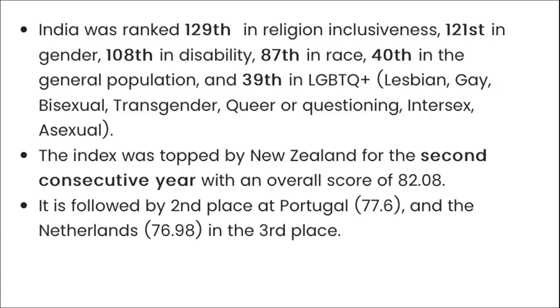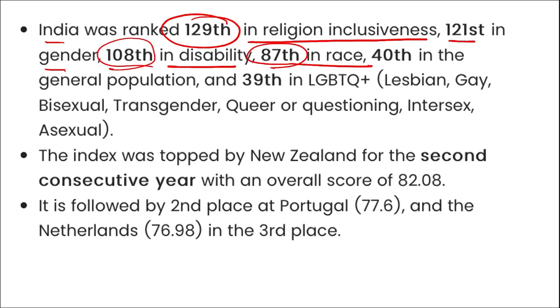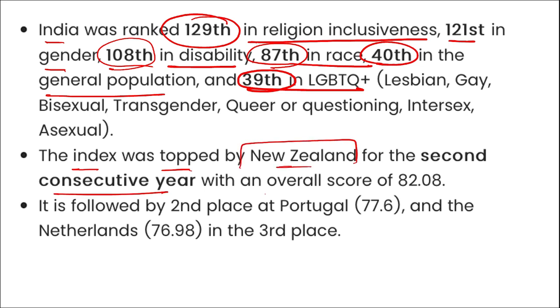Moving on. Here you can see India was ranked 129th in religious inclusiveness, 121st in gender, 108th in disability, 87th in race, 40th in general population, and 39th in LGBTQ+. And this index was topped by New Zealand for the second consecutive year with a score of 82.08, followed by Portugal in second and Netherlands in third.